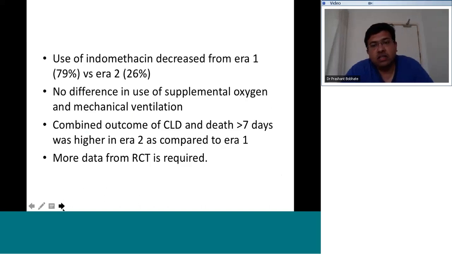So, use of indomethacin decreased significantly from era 1 to era 2, that is 79% to 26%. However, there was no difference in the use of supplemental oxygen and mechanical ventilation. Combined outcome of CLD and death after more than 7 days was higher in era 2 as well as in era 1. And we definitely need more randomized controlled trials which can tell us whether a conservative approach is going to help or not going to help.